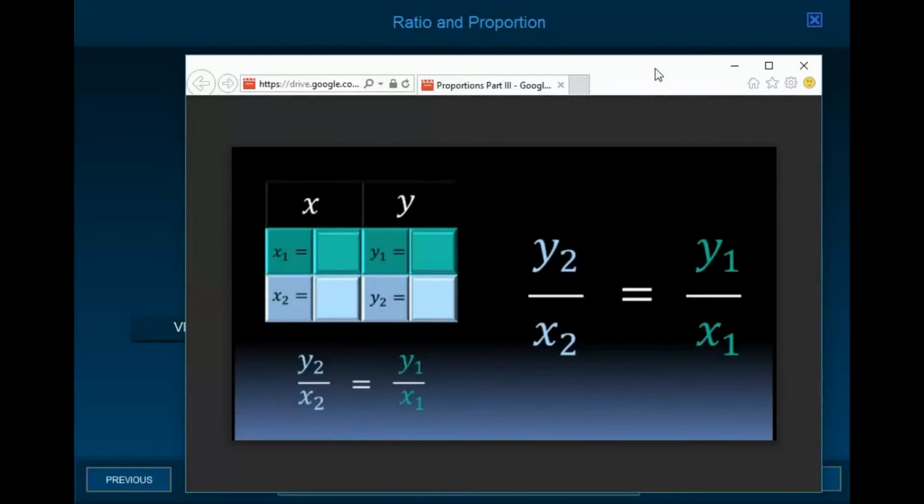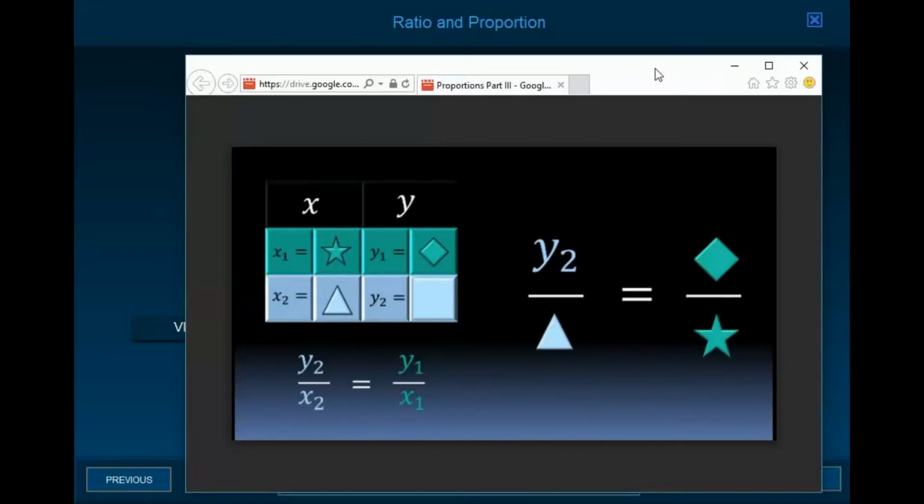Let's see how we can find the value of y at the second point in time using our proportion. First of all, remember, at the first point in time, x had the value star, so we replace x sub 1 with star. And at that same point in time, y had the value diamond, so we replace y sub 1 with the diamond. Now, at a second point in time, x had the value triangle, so we replace x sub 2 with the triangle value.